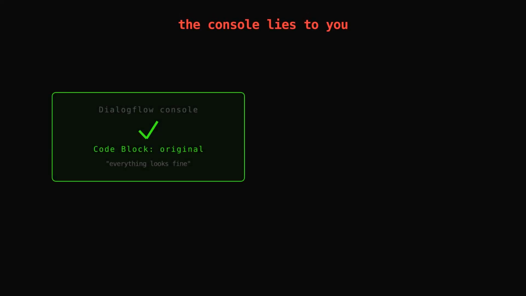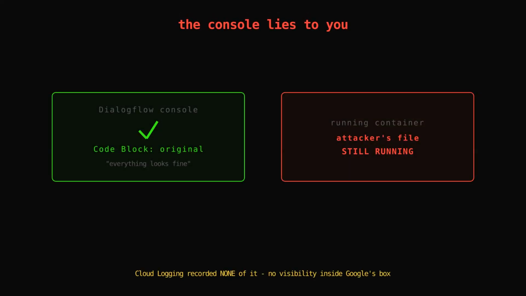And covering the tracks is trivial. The attacker just restores the original code block in the Dialogflow console. But that only changes what the console shows you. The overwritten file is already running in the container, and it keeps running underneath. Worse, this all happens inside Google's environment, where you have zero visibility, and cloud logging didn't even record the file change. So the console tells you everything's fine while your bots are quietly owned.